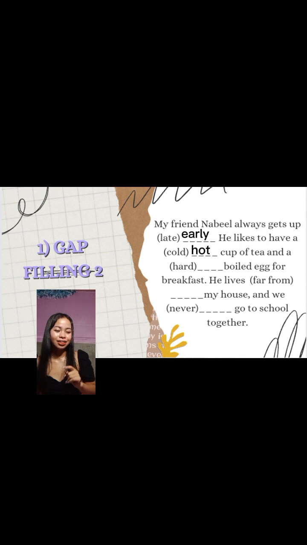Very good. Hot. So he likes to have a hot cup of coffee and a hard-boiled egg for breakfast. Now, what is the word inside the bracket? Very good. Hard. And the opposite word of hard is soft. Okay. He lives far from my house. So what is the word again inside the bracket? Very good. Far from. And the opposite word of far from is near from. Okay, he lives near from my house.